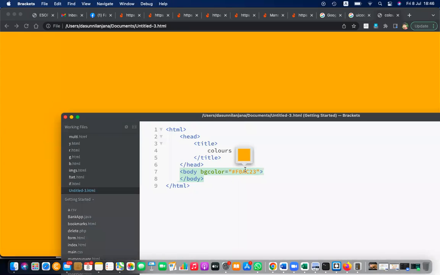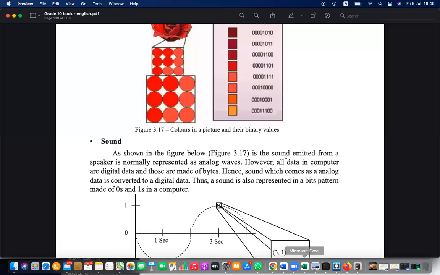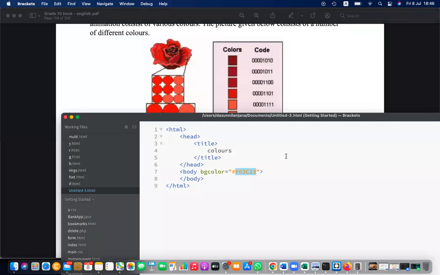So let's reduce this to 70 somewhere. Then the red amount will be high and it will be more reddish. Let's reduce further, like 30. Then there is more red. So likewise, you can control the color amount. These are hexadecimal codes. This is for picture color representation. Any picture is formed using these colors.